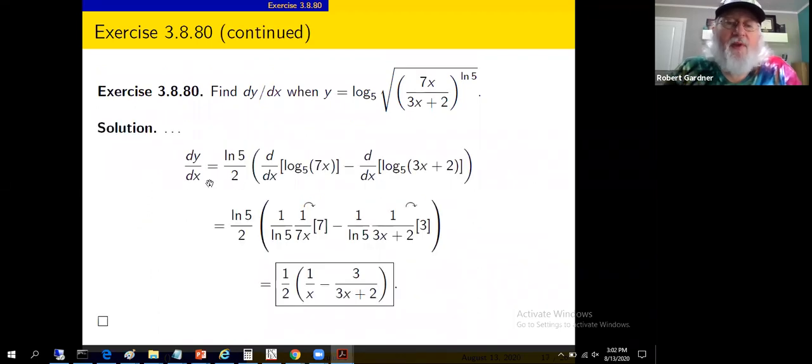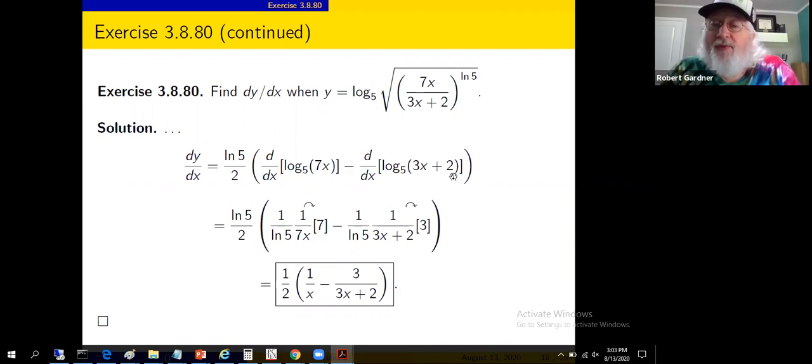Picking up where we left off. So here's that last line from the previous slide. Differentiate log base 5 of 7x. That'd be 1 over the natural log of 5, times 1 over the stuff inside, chain rule, times the derivative of the stuff inside.